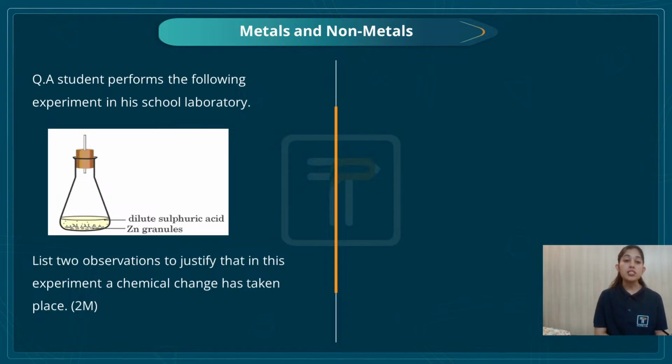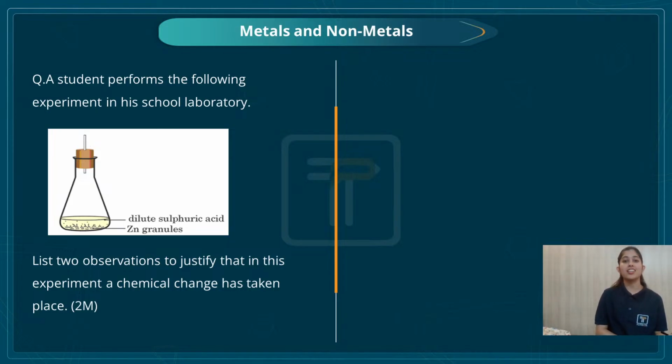Okay, so now first thing, look at the picture carefully. What is there? Zinc granules are there and these are reacting with sulfuric acid. Now first think what is happening. Zinc, that is a metal. Metal is reacting with an acid. Definitely it is going to be a chemical change. What is going to be formed? Zinc sulfate. And which gas is going to be liberated? Hydrogen gas. So now what is the question saying? List two observations to justify that it is a chemical change.